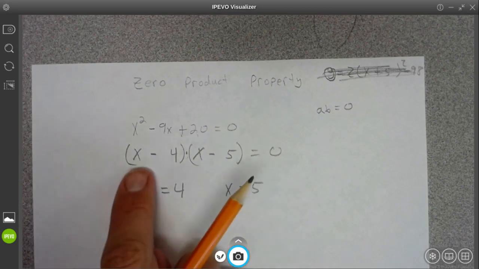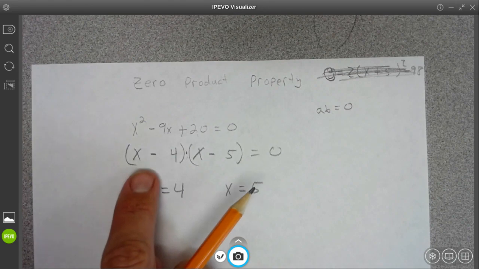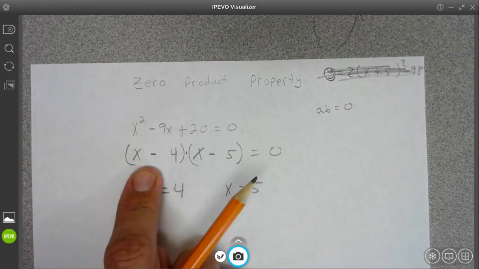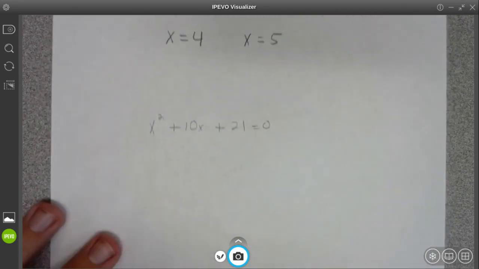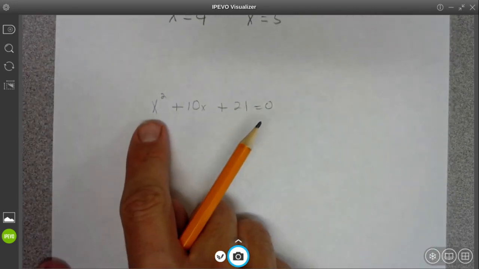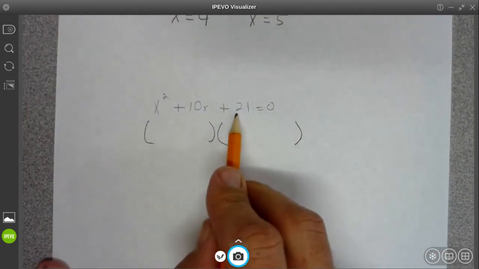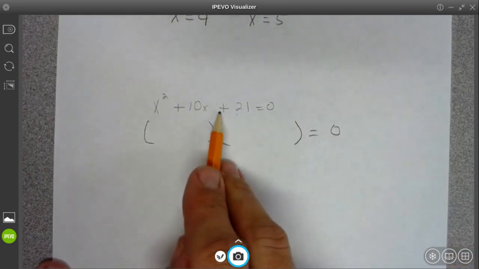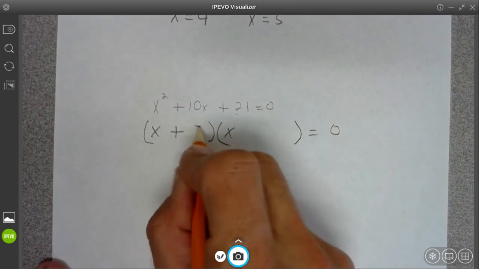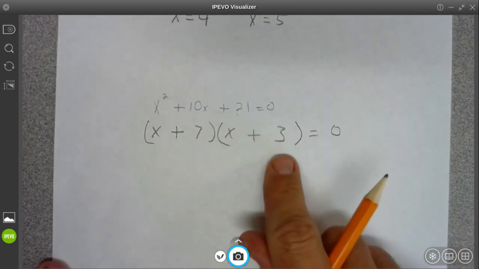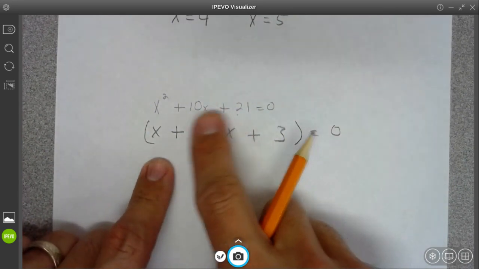In this case, we had this stuff times this stuff equals 0. Well, that means that either this has to equal 0 somehow, or that one has to equal 0 somehow. Okay. Let's do another one real quick. We're going to try to factor the quadratic first. So two numbers that multiply to 21, and they add up to give you 10. Multiply to 21 and add up to 10. It's 3 and 7.